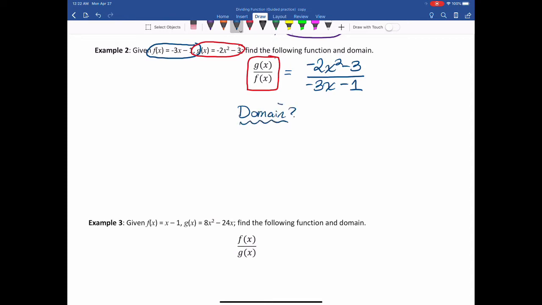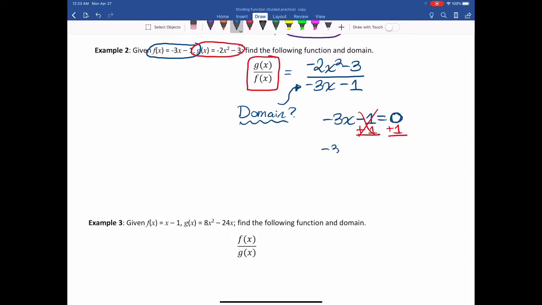And the domain is going to depend on that denominator. The denominator is going to tell us what our constraint is going to be. So we're going to take that denominator, -3x minus 1, and what are we going to set it equal to? We're going to set it equal to 0. That's right. So now we're just going to go ahead and solve this. This is a really simple two-step equation. So you're going to add 1 to both sides. Those are additive inverses right there.